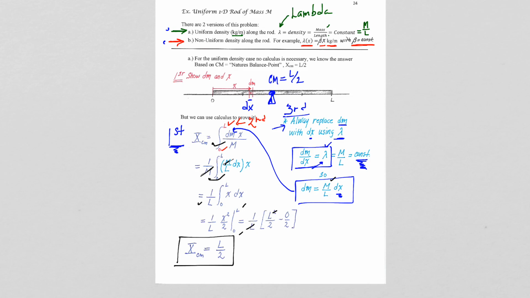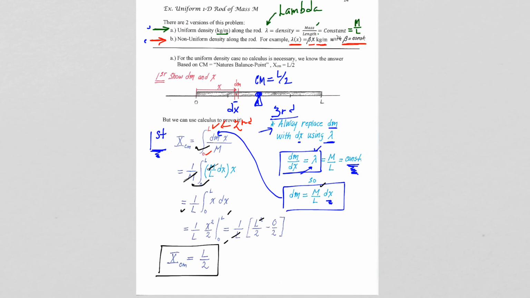So again, you're going to do part B for homework on the next page. The only difference is you are going to substitute in the non-uniform lambda, beta x. You'll leave beta in there as a constant, and you'll calculate your answer, and I have the answer shown for you, and we will go over the solution together in class.